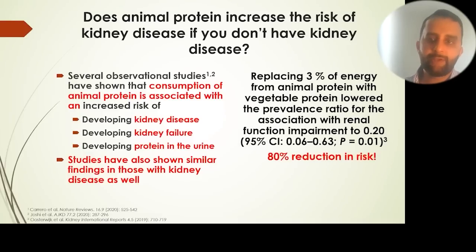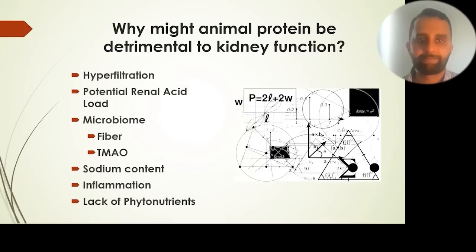And in one study, replacing 3% of energy from animal protein with vegetable protein lowered the prevalence ratio for the association with renal function impairment to 0.20. This was an 80% reduction in risk. This is on the higher end of risk reduction, and this was from an observational study, so it should be taken with a grain of salt, but it's suggestive perhaps that there is something more to these foods.